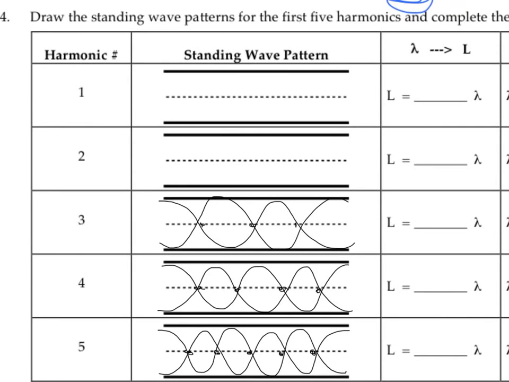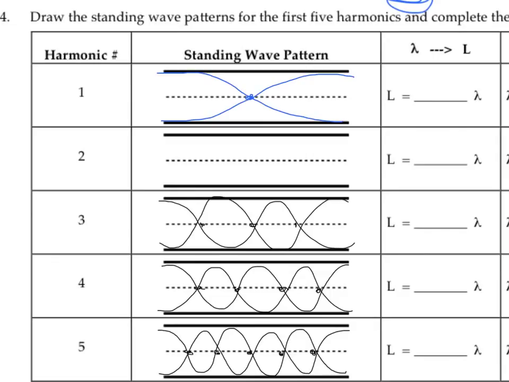So I'm just going to put a dot here in the center to remind me where one of my nodes should be, in this case my only node. I'm going to have antinodes at each end, so the way this is going to have to look is something like this. That's the first harmonic.